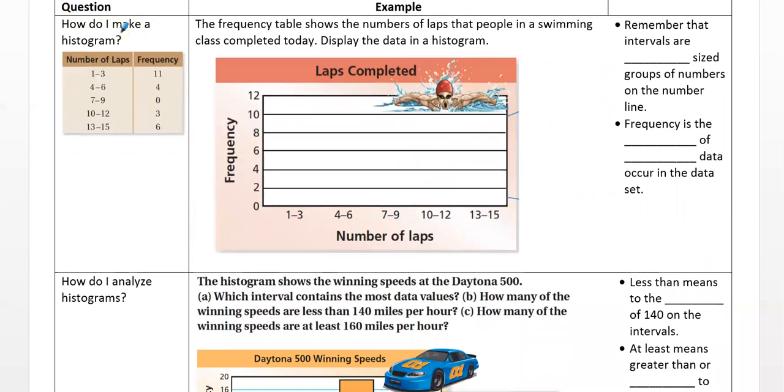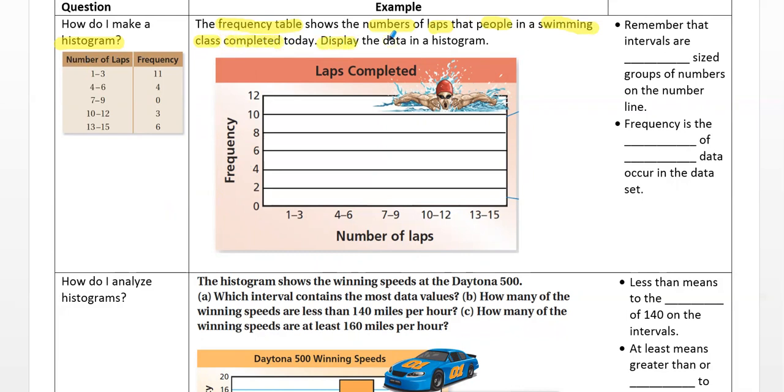Question: how do I make a histogram? So that thing we just were looking at is a histogram, and we're going to construct one here. Here's how a histogram works. It has intervals on your x-axis and frequency on the y-axis. Frequency is how many times something happens, the number of times that data occurs in the data set. So the frequency table shows the numbers of laps that people in a swimming class completed today.